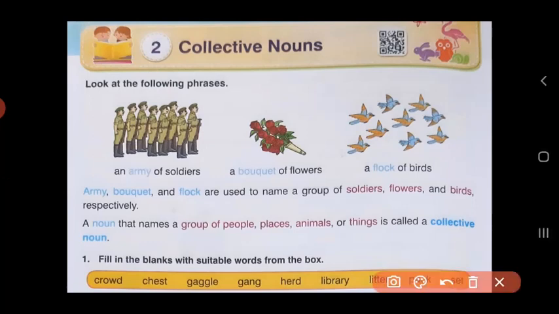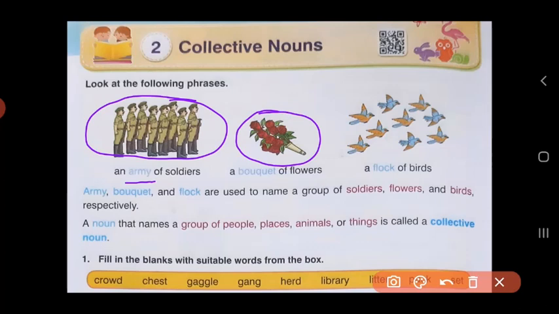Let us see some examples. Here we have many soldiers together in a group. So whenever it is soldiers, we call the group an army. So army is a collective noun. Flowers. Whenever you go for a party or for someone's anniversary or birthday, you take some flowers that are packed together. These we call a bouquet of flowers.